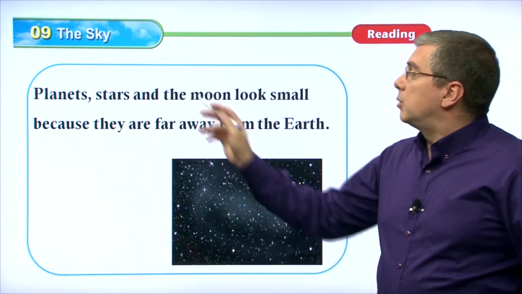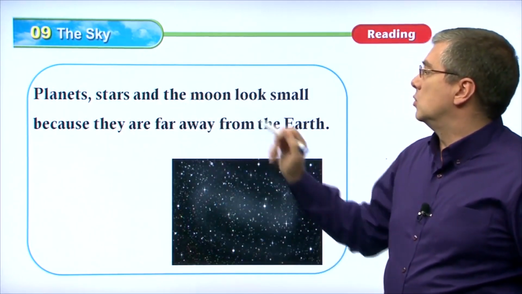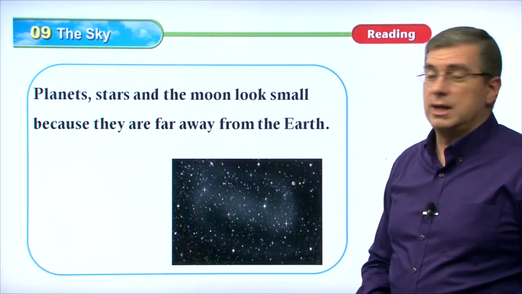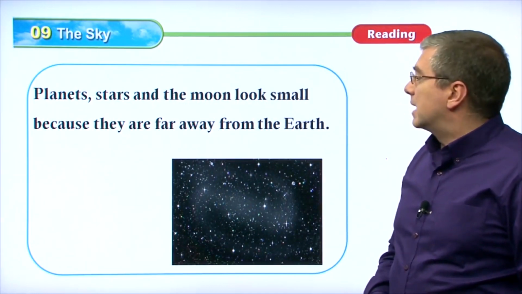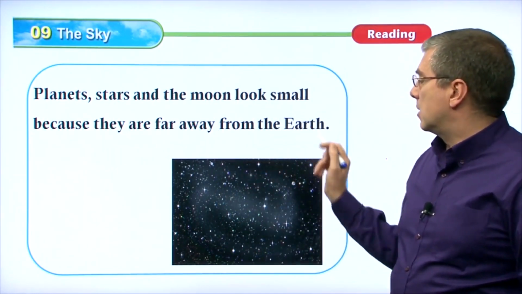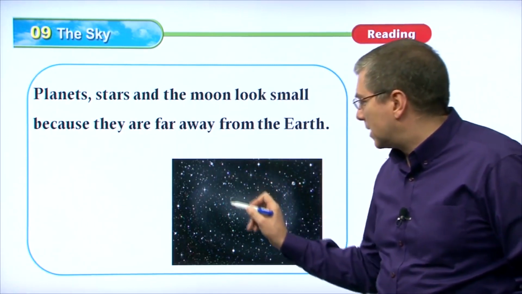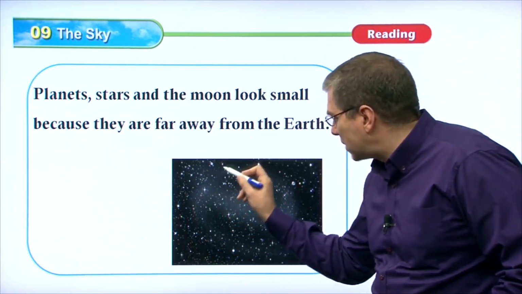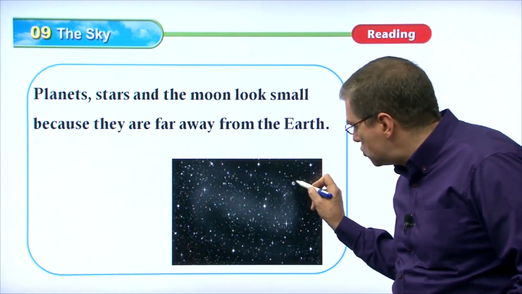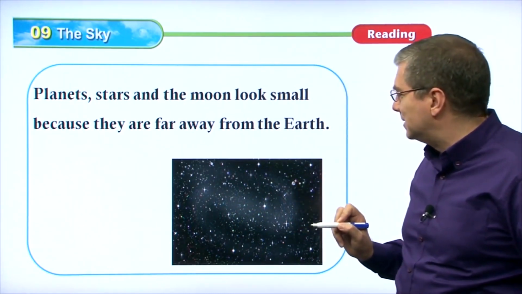Okay. Planets, stars, and the moon look small. Sure, they look small. Why? Because they are far away from the Earth. This is kind of a computer graphic, of course. We can take a look. We see these little pinpoints of stars here and there. We see the moon right there, right? It's very hard to see.